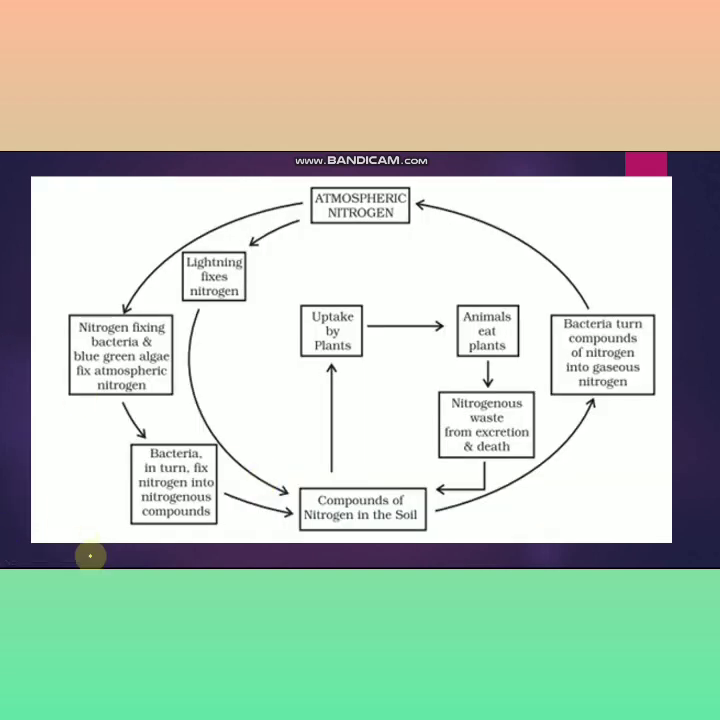Dear students, this is the nitrogen cycle. This is very important because generally in examinations you are asked to draw the nitrogen cycle and explain it. So what is the nitrogen cycle? The total amount of nitrogen in the atmosphere is 78%. All of you know.